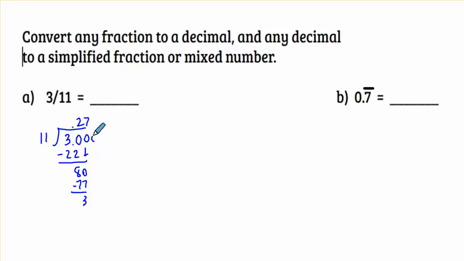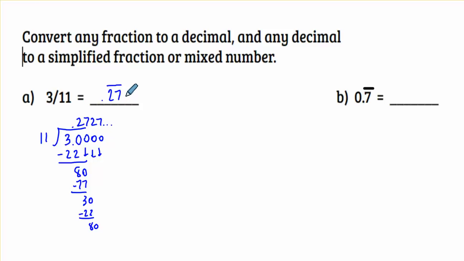Got to keep going. This looks very familiar. 11 into 30 goes twice. 11 times 2 is 22. Subtract, I get 8. Bring down another 0, and now I'm back at 80 again. And so far, you'll see that the pattern is emerging. So we would just write 0.27, and the bar needs to go over both of those digits because both of them are repeating.